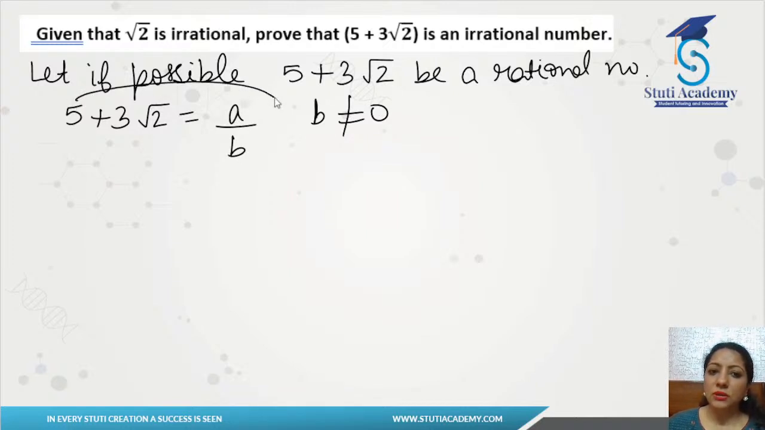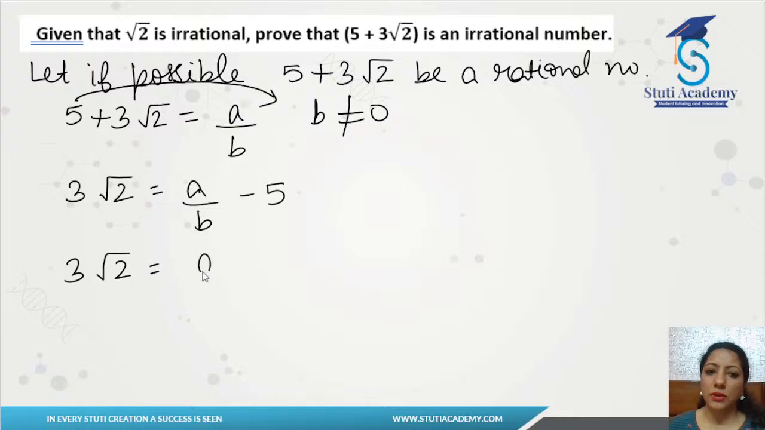I'm going to take this 5 on the other side and this will become minus 5. So we have 3 root 2 is equal to a upon b minus 5. Now we are going to take LCM here. So we'll get 3 root 2 is equal to a minus 5b upon b.